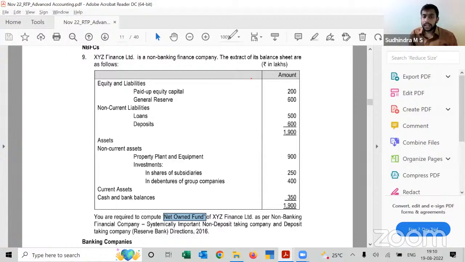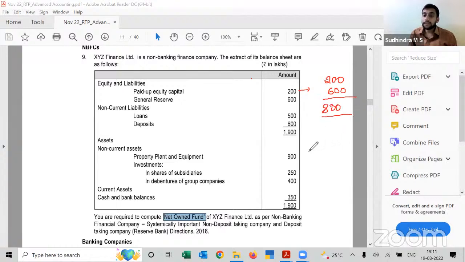First one, paid up equity capital, do I have to consider? Yes, sir. General reserve? Yes, because it's a free reserve, right? Then loans, deposits? No. Property, plant and equipment? No. Investment in shares and debentures? No. To calculate net owned funds, I will not require that. Current assets and cash and bank balances are also not required. So 800 is the owned funds.